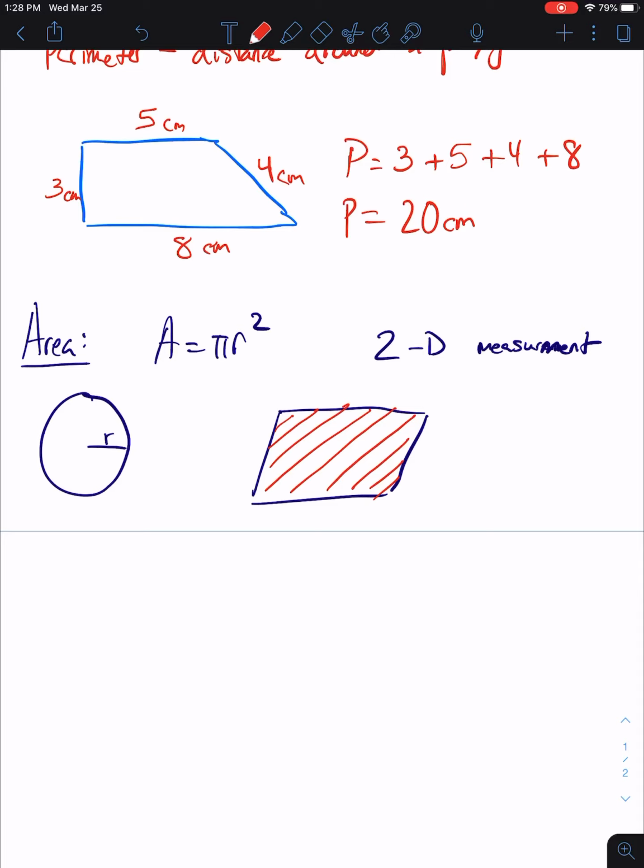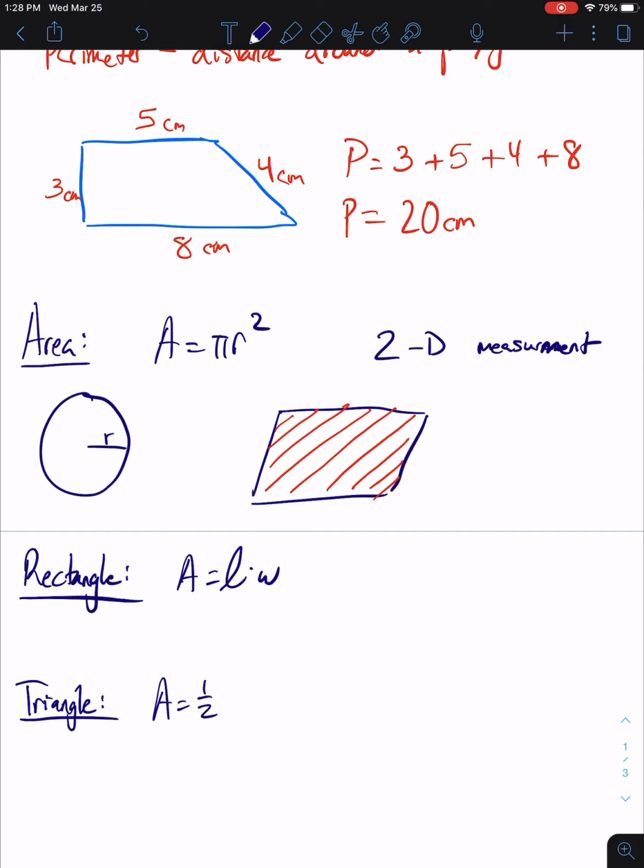And for a rectangle, our area formula is going to be length times width. For a triangle, our area is going to be 1/2 base times height.